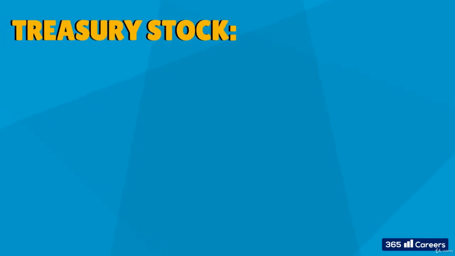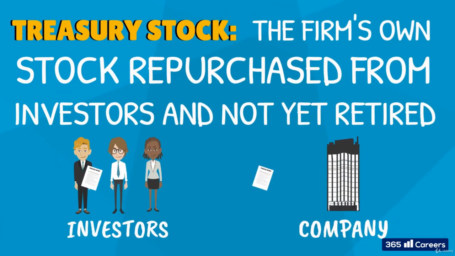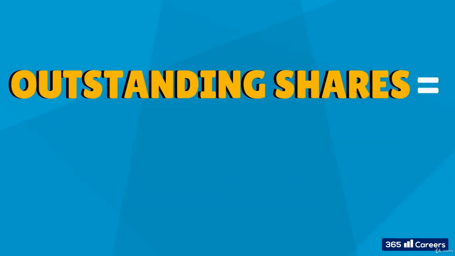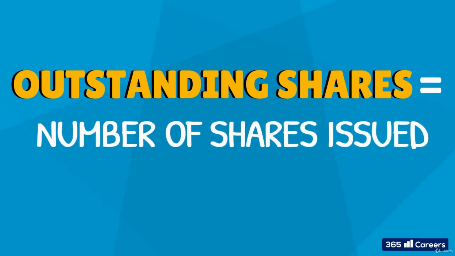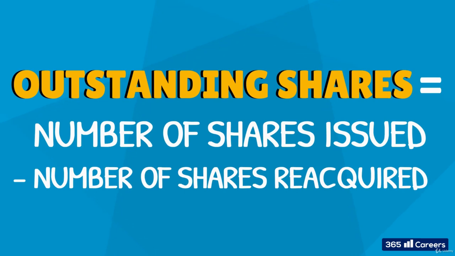Excellent. Besides retained earnings, we can also have treasury stock, which is stock that has been repurchased by the company. This is the firm's own stock repurchased from investors and not yet retired. This account is shown in negative because it reduces stockholders' equity. Remember earlier, we said that outstanding shares are equal to the number of shares issued minus the number of shares reacquired. Well, it becomes clear that shareholders' equity is a measure relating to the number of shares outstanding.